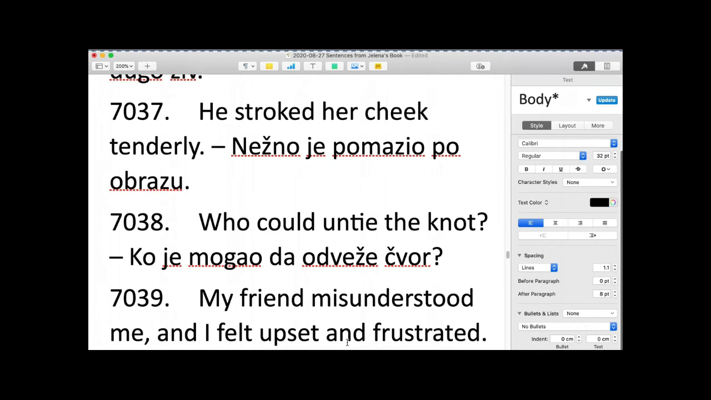My friend misunderstood me, and I felt upset and frustrated. So they didn't understand you correctly. And I felt upset and frustrated.